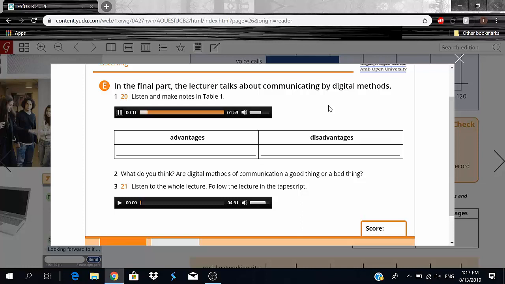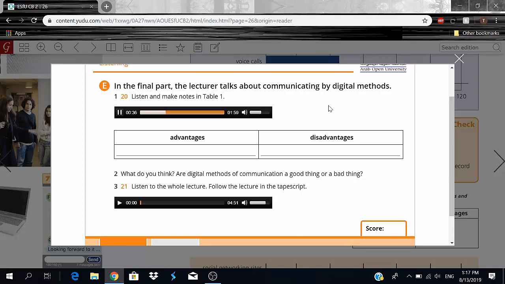So, American teenagers spend more than 3 hours every day communicating with friends. They use digital methods. Is this a good thing or a bad thing? Some people say it is good. Let's look at the advantages.